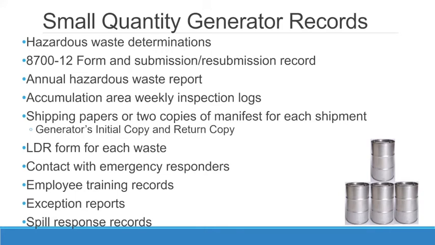employee training records, because any employee that's involved in working with hazardous waste needs to receive what's called general awareness training. What is a hazardous waste? How do we accumulate it? Make sure that the containers are closed. Make sure the containers are labeled. Incompatible materials, keep them separate, things like that.